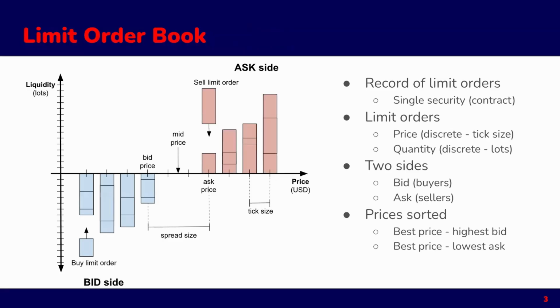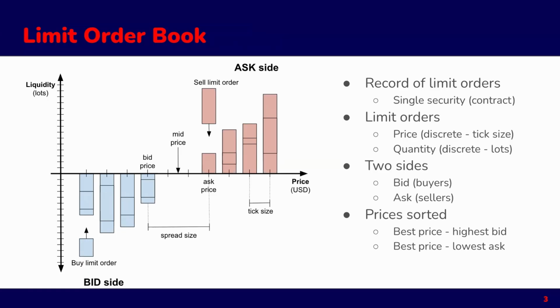On the left is a bid or buy side, where buyers are saying, okay, I'm willing to buy this much at this price. And on the right side, you can see ask side, where sellers are saying, I'm willing to sell at this price. And those bars, those are individual limit orders. So, for example, in this case, a seller is saying, okay, if this price is met, I'm willing to sell.